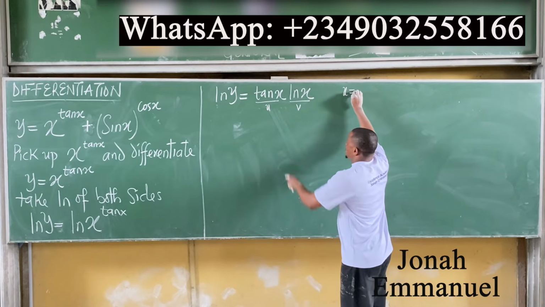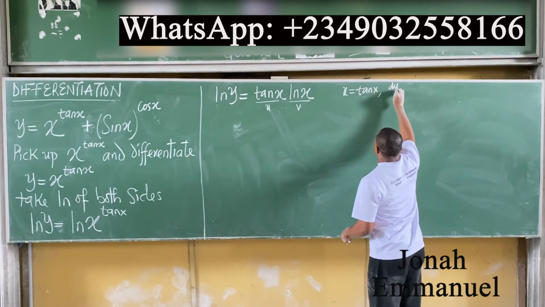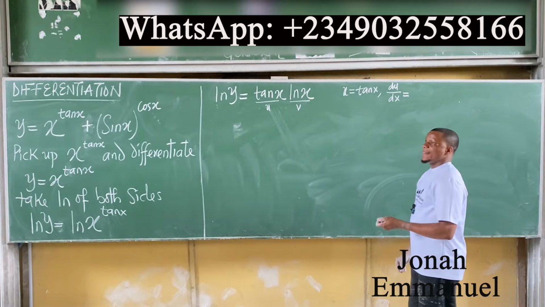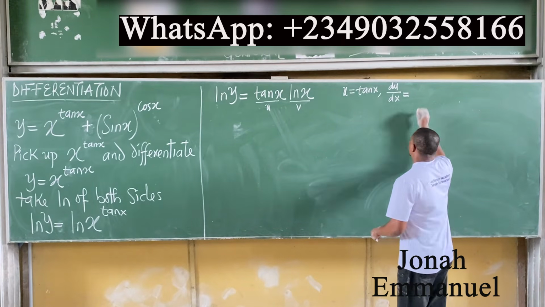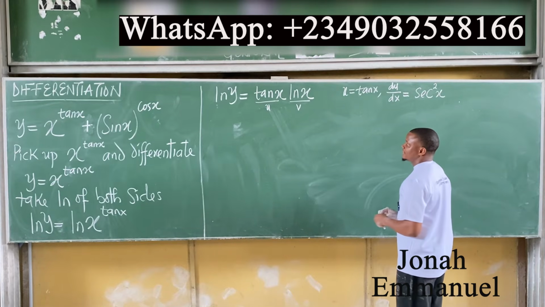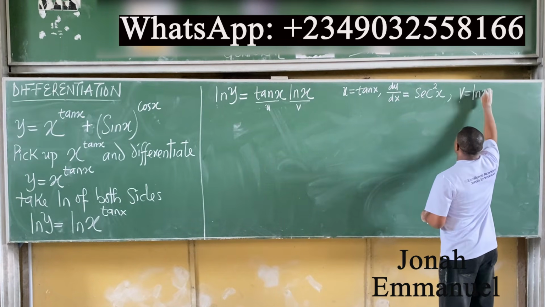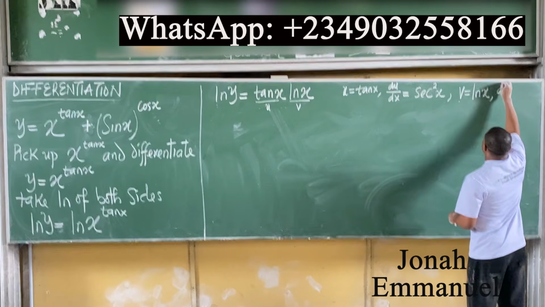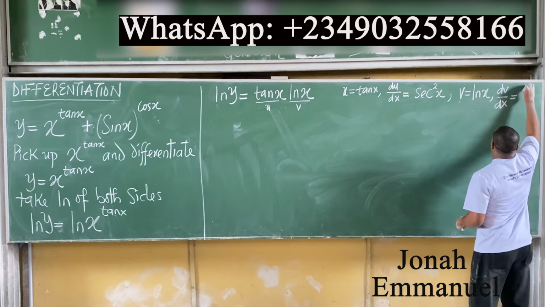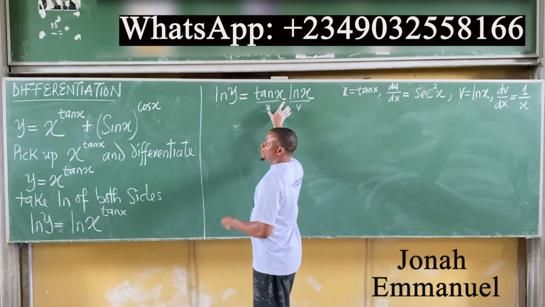If u is equal to tan x, to get du/dx, all I need to do is differentiate tan x. If I differentiate tan x, what do you get there? Sec squared x. You have this. Please, v is given by ln x. The dv/dx means differentiate v. If I differentiate ln x, what do you get there? All right. So for this, I will use the product rule.